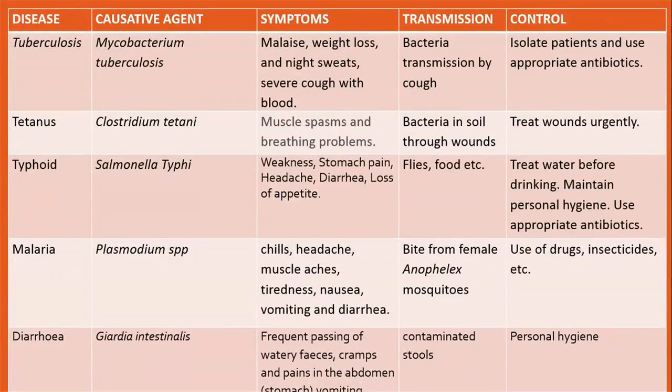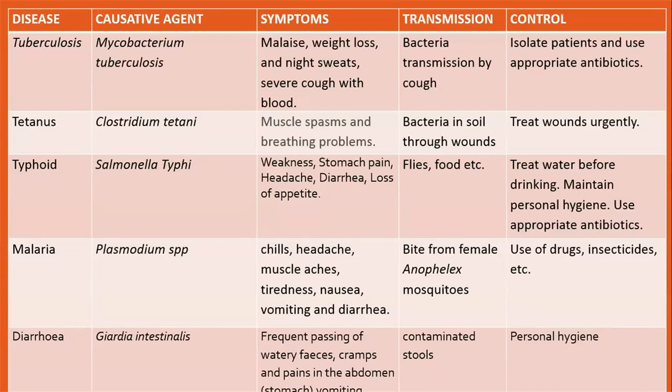Okay, others, we have tuberculosis. This is caused by an organism known as Mycobacterium tuberculosis. Now the mode of transmission is by cough. When people that have this cough, they can transmit it to other people around them. We have tetanus. Tetanus is transmitted by bacteria in the soil through wounds. So when you have a wound, you make sure you cover it properly and treat it, or you even take the vaccine on tetanus. It is caused by an organism known as Clostridium tetani.